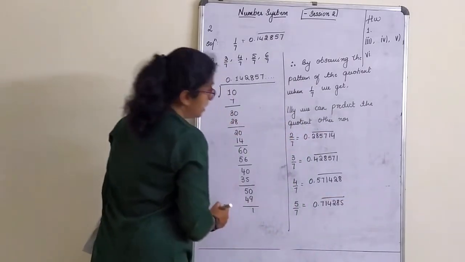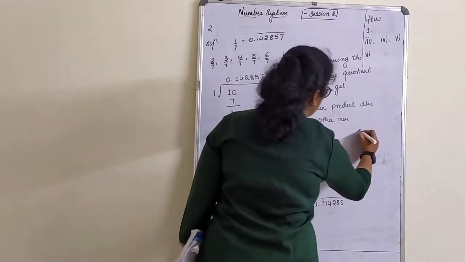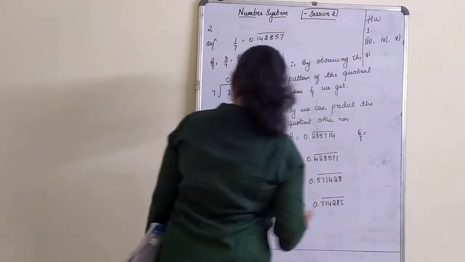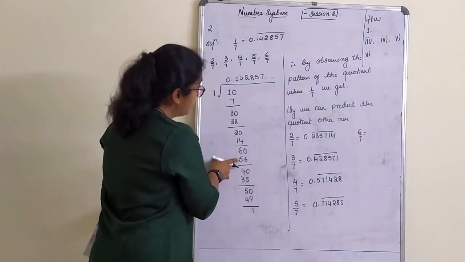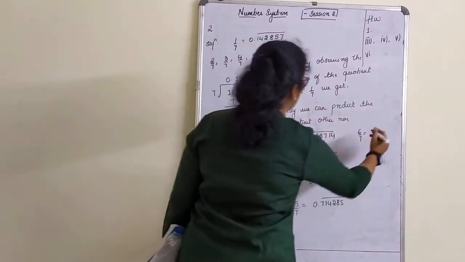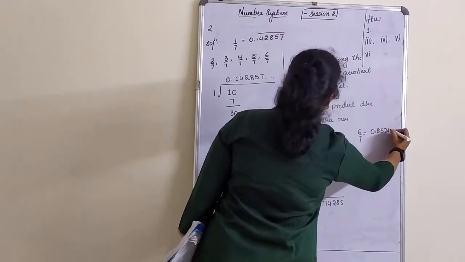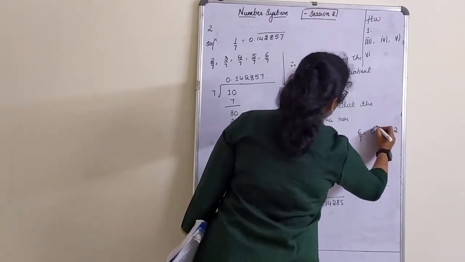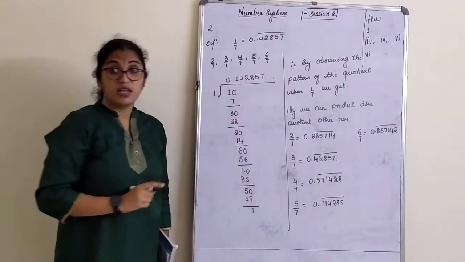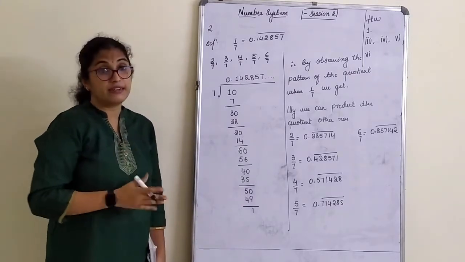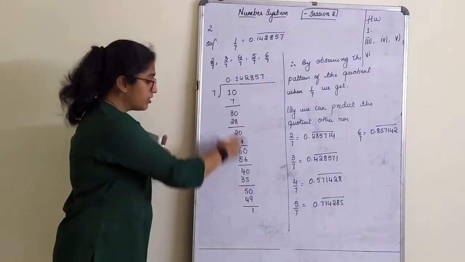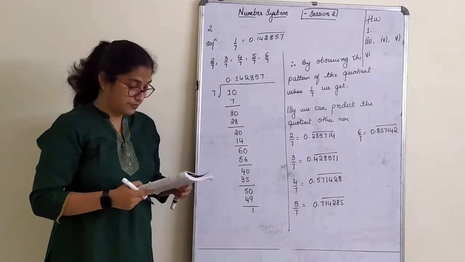0.714285 bar. Last number I'll write here. 6 by 7 is equal to 60. 7 8s are 56, so it will start from 8. 0.857142. So this is how you actually predict the decimal, right? With only one given pattern.